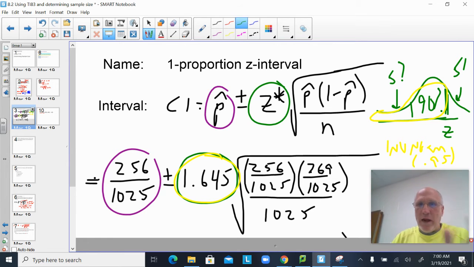And then square root of p hat times q hat over n. Notice I will continually interchange q hat with 1 minus p hat. They're the same. So my p hat here, let's keep going color coding.